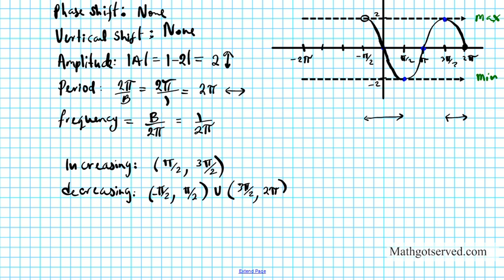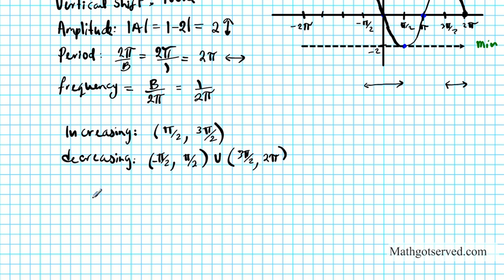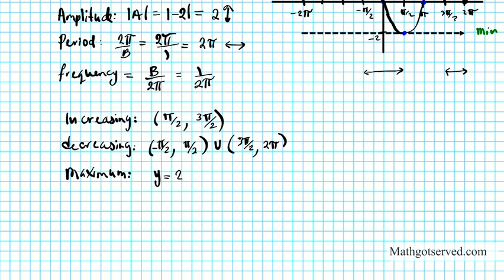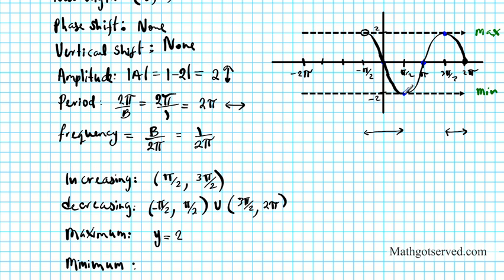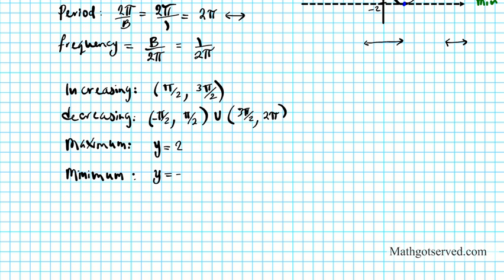Okay, next thing we're going to look for is the maximum. Maximum is a high point of the graph. This maximum doesn't count because it's an open circle. This counts, so the maximum is going to be 2. So y equals 2. And then the minimum is a low point on the graph. Okay, so this is a low point right here. -2 is your minimum. So your minimum is y equals -2.